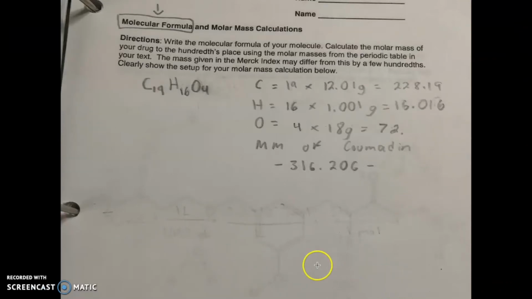So, to start, you have to know your molecular formula. To find this, I went on PubChem and then it should have popped up. So mine was C19H16O4.